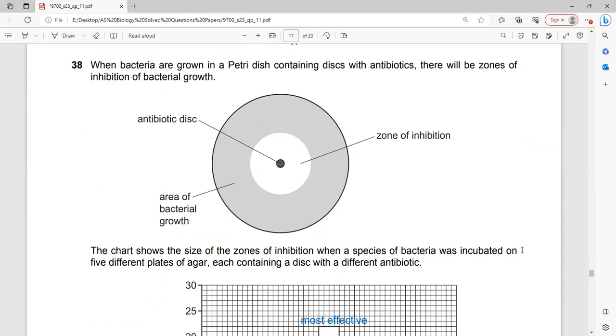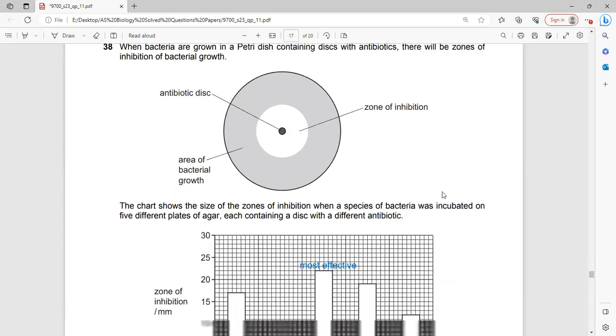The second last question, this is question 38, is that when bacteria are grown in a petri dish containing a disc with antibiotic, there will be a zone of inhibition of the bacteria. So if you're growing the bacteria and you put a certain type of antibiotic, it will kill the bacteria. So if the antibiotic is more effective, this inhibition circle will be larger. And if it is less effective, this circle will be small.